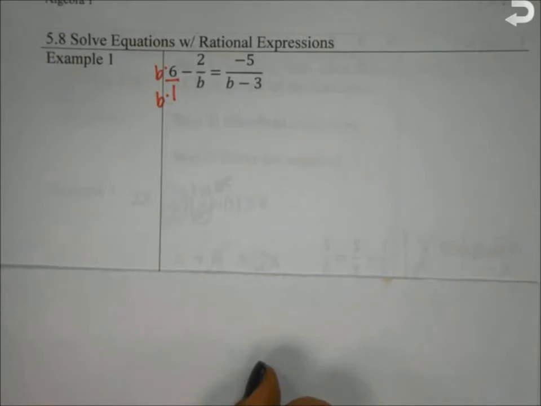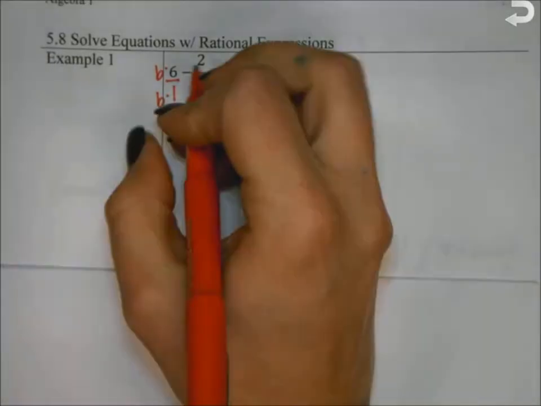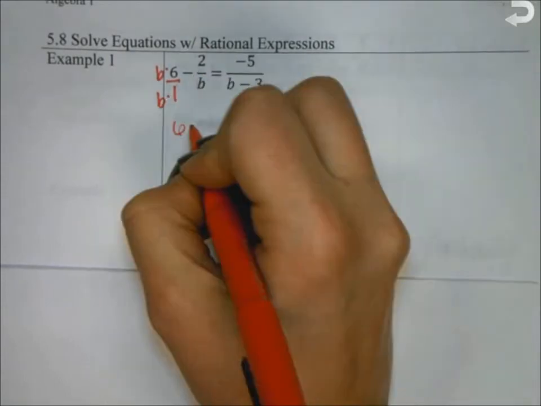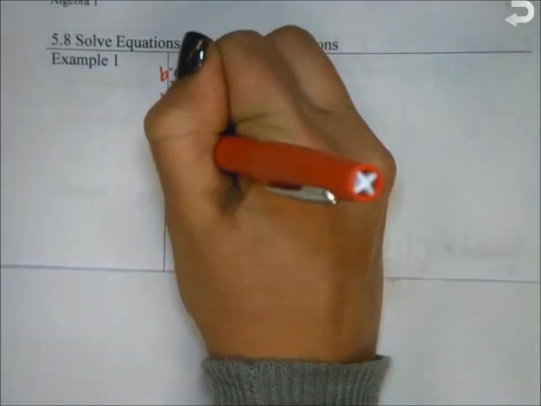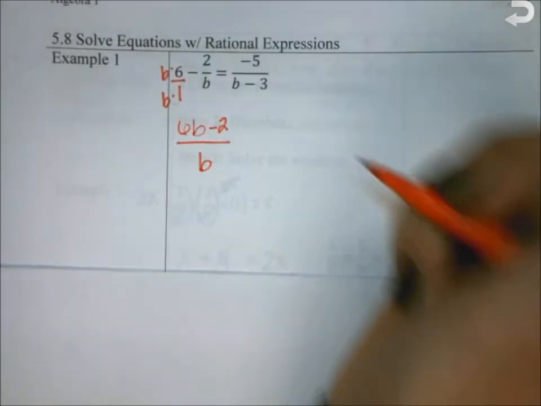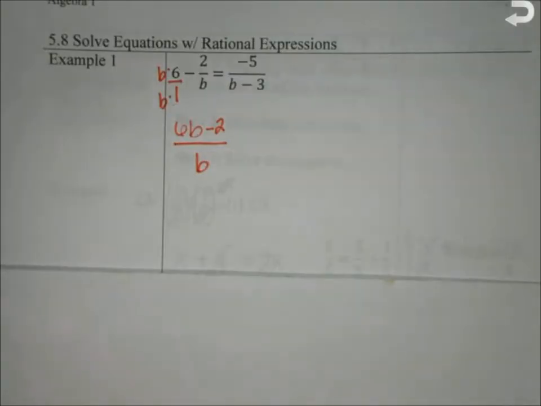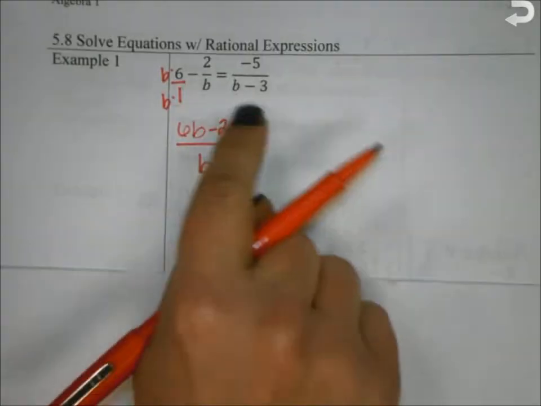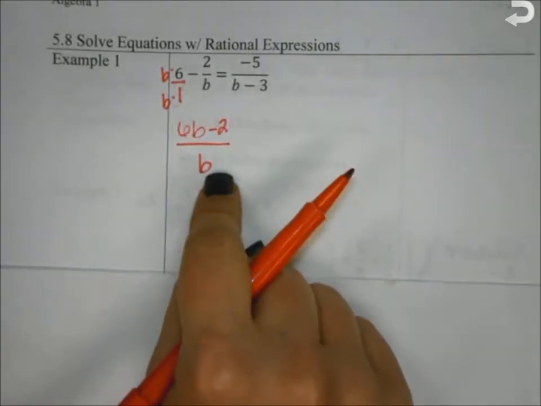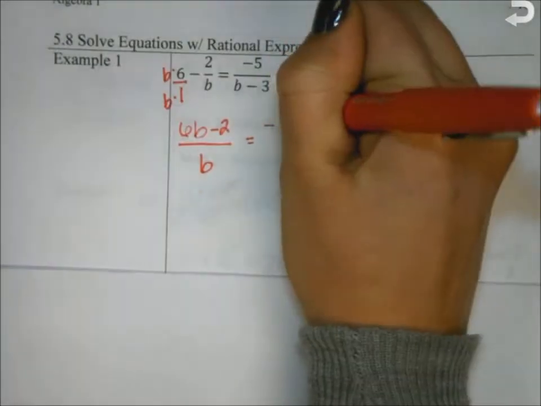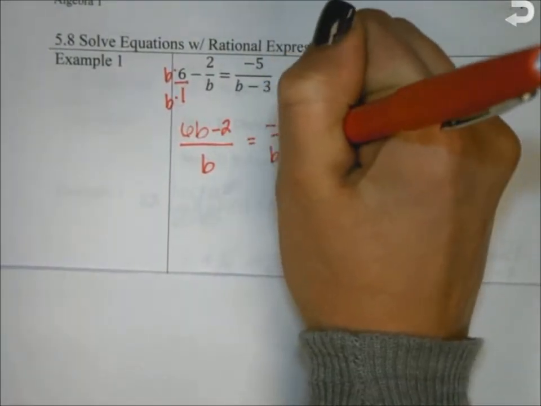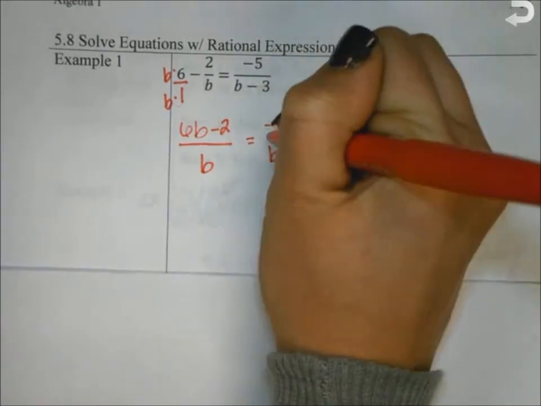So what does that give me? That gives me 6b minus 2, right? All over b. Is everybody okay with that? Yeah. They have a common denominator, so I just put the numerator over the common denominator. Equals what? Negative 5 over b minus 3. Already it looks easier, doesn't it?